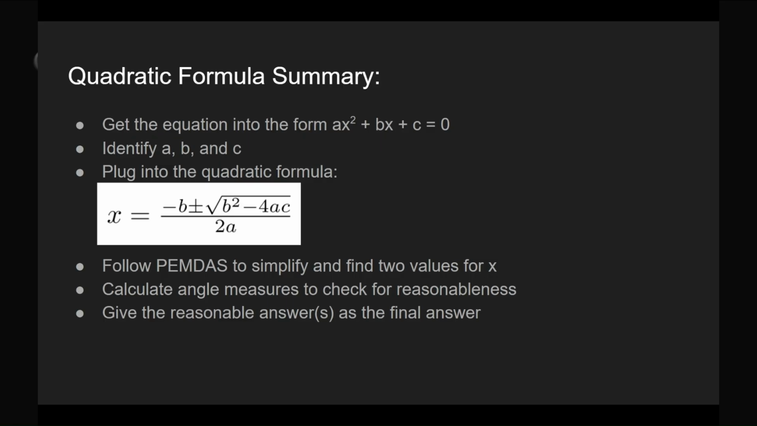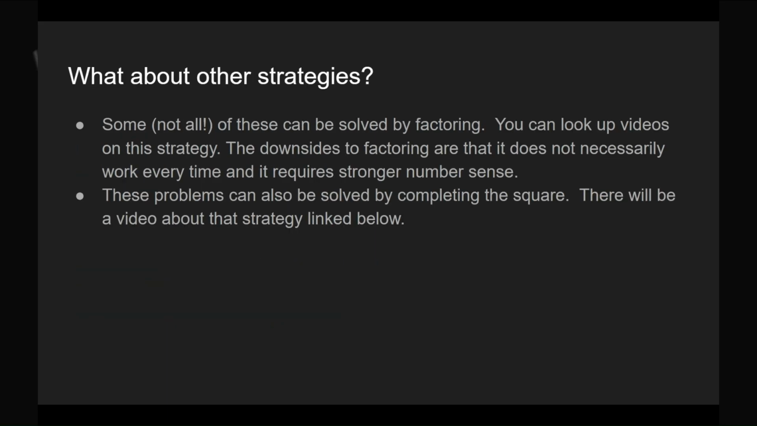And then you might have one reasonable answer, you might have two reasonable answers. Whichever one or ones are reasonable, you can give as the final answer. So it is possible to get two reasonable answers for x here, even though we didn't in this example. It is also possible that one of them is going to fail.